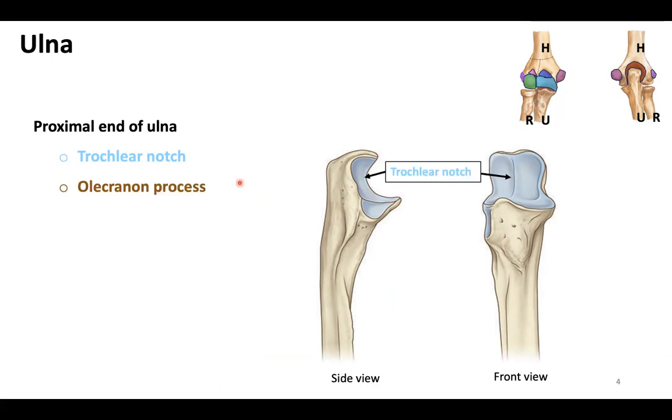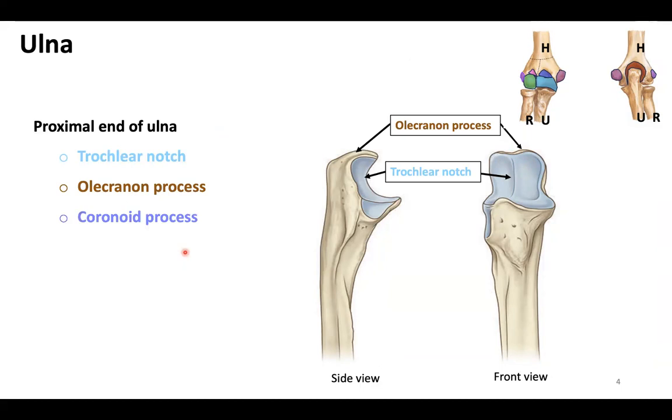Forming the posterior boundary of the trochlear notch, we have the olecranon process. So this is the olecranon process. On the distal end of humerus, posteriorly, there is a fossa, or depression, known as the olecranon fossa. This olecranon process fits into that fossa, especially during full extension.